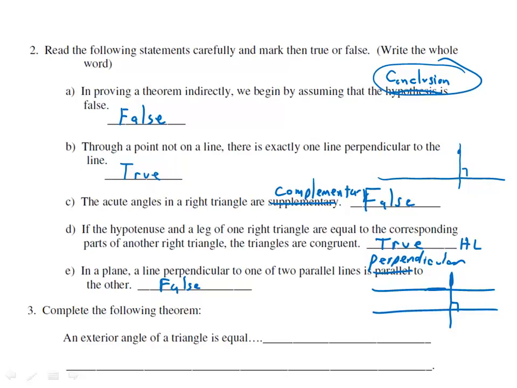And finally, number 3, complete the following theorem. An exterior angle of a triangle is equal to the sum of the remote interior angles. You typically make this problem on here worth a lot of points. So you should have all your theorems written down so that you can reproduce them exactly, unless your memory is so good that you could reproduce them word for word.